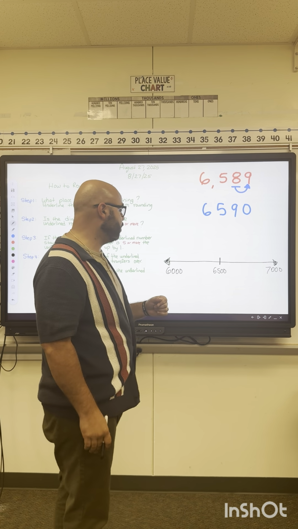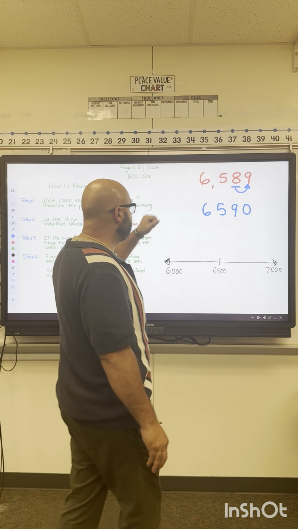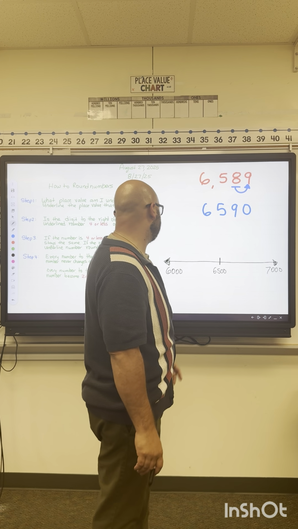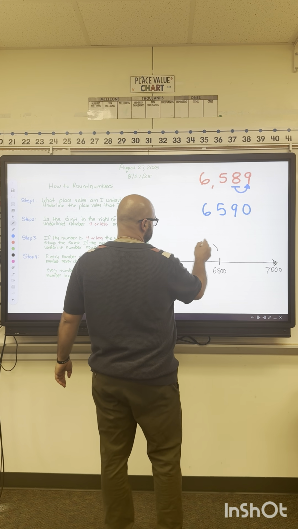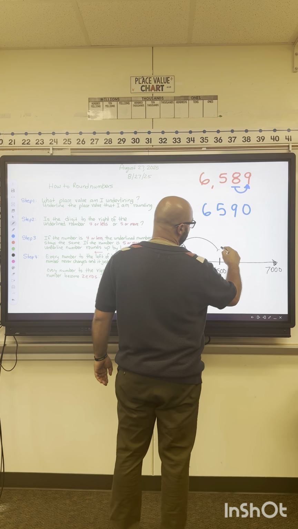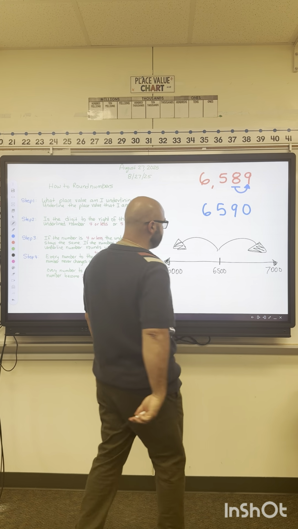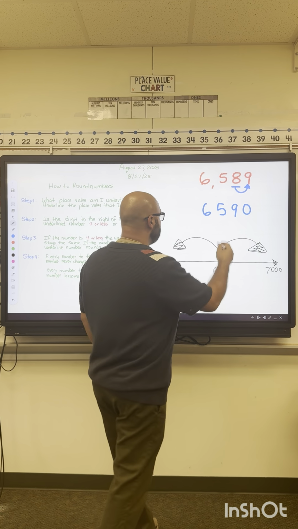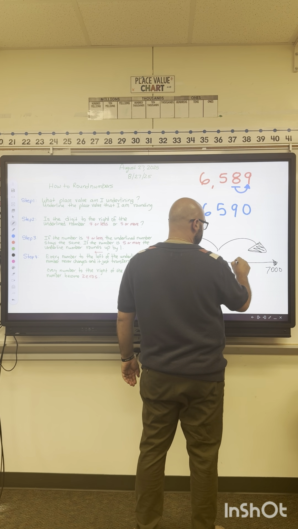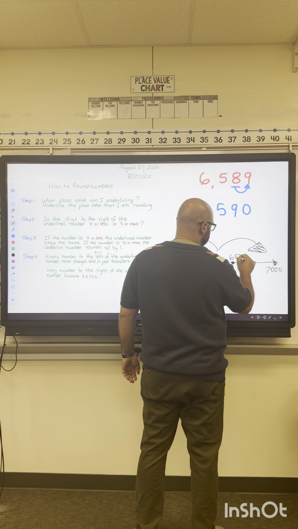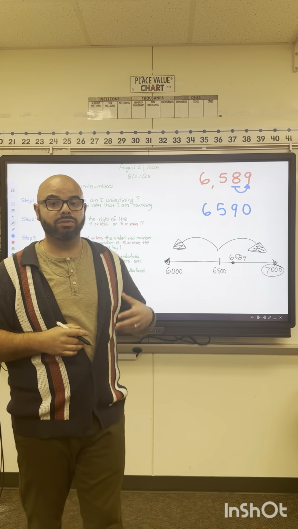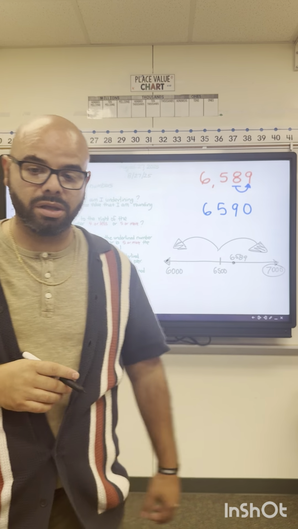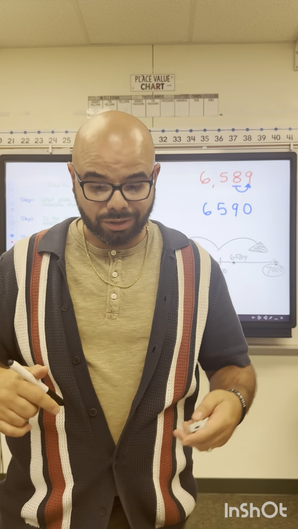So the midpoint here is 6,500. So I'm looking at 6,589. Let's use the guide numbers. Is it closer to the 6,000 side or the 7,000 side? So if you look at it, this number falls somewhere between 6,500 and 7,000, okay? So this number would round up to 7,000, okay? If it's rounded to the nearest thousands, okay? So that is rounding.